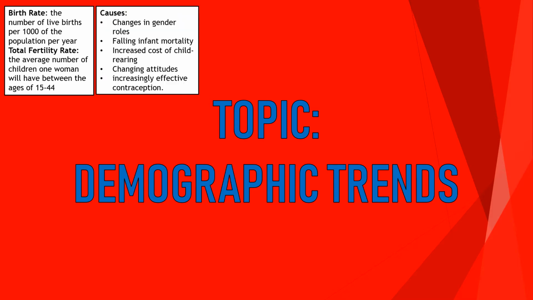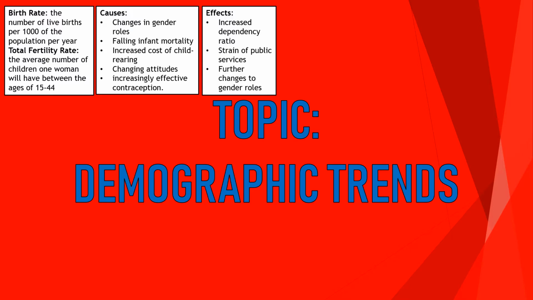So the causes of change, both of these go down, is that there's been a change in gender roles of women. Infant mortality rate has decreased. The cost of childcare and child raising has gone up. There's been a change in attitudes towards childlessness and having fewer children or not having children at all. And there's been an increase in effective contraception.